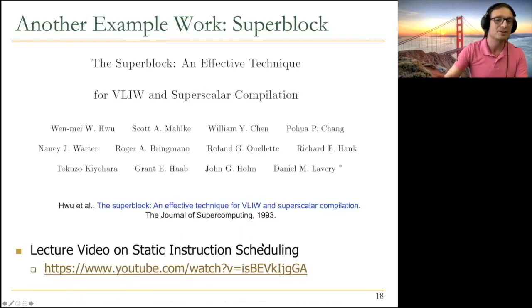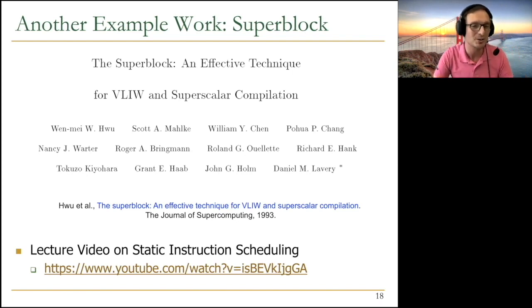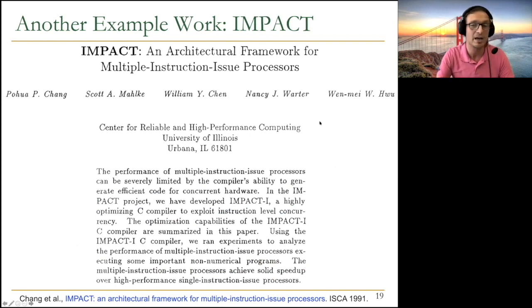Okay, another example is the superblock technique, which I'm not going to go into, and you can take a look at that. You can see that this was proposed for both VLIW and superscalar compilation. It was developed to improve over trace scheduling. And there was a lot of work done by Wen-mei Hwu's group at Illinois to actually provide a compilation framework for multiple instruction issue processors, both superscalar and VLIW. This was highly influenced by the work that I showed you earlier from Josh Fisher.